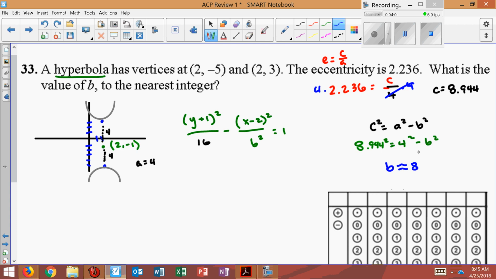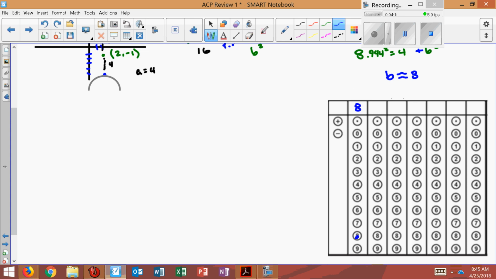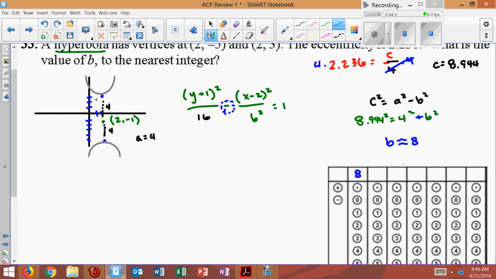So b, it says to the nearest integer, we're going to say that b here is roughly 8. Now, I know you would think, what about the negative? Well, the negative's taken care of, because the negative always gets flipped to positive whenever you plug in this value right there. And so the value of b here is 8. Besides that, b tells us which way to move. You would move 8 this way and 8 this way. So that's going to be our correct answer here.